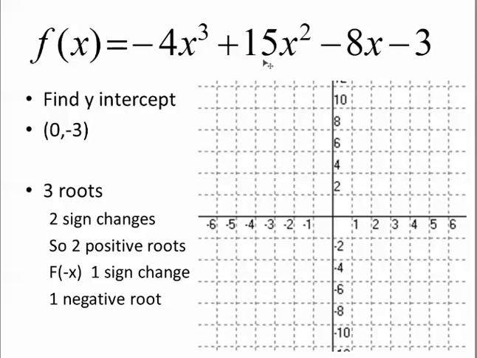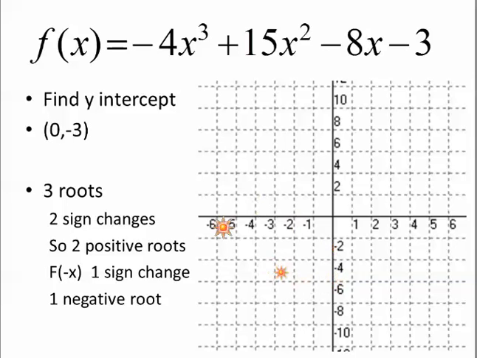y-intercept. I put 0 in for x, and what I get left with is a -3. So there's going to be a y-intercept down here at -3. I'll get my little pointer out here, and it'll go right there. Somewhere in there will be a place where it crosses the y-axis.